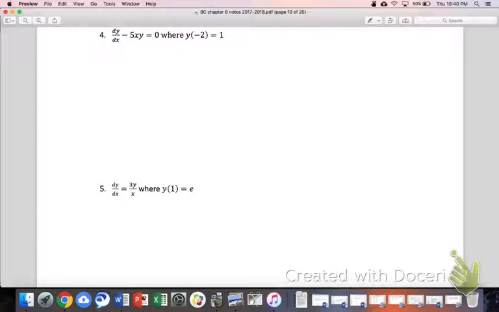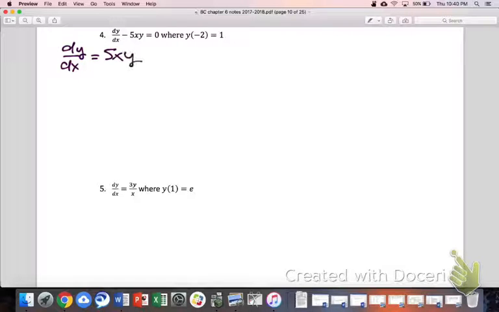All right, so the directions up above say we're supposed to find the particular solution based on the differential equation and the initial condition. Whenever we're in these situations, the first thing we want to do is work to separate the variables. So the first thing I'm going to do is add 5xy to both sides. That would give me dy/dx is equal to 5xy.